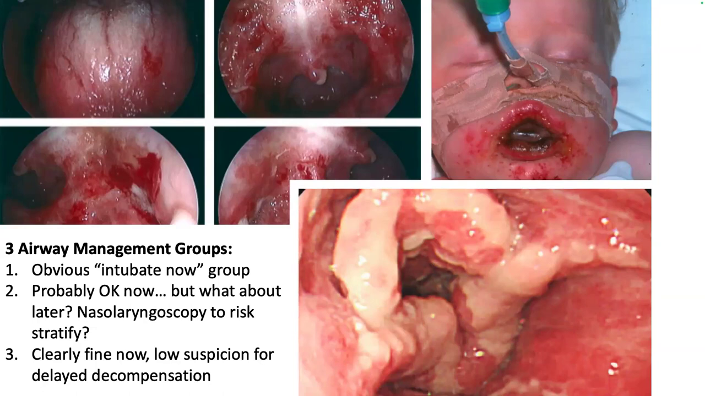There's a third group as well, which are clearly not in extremis.